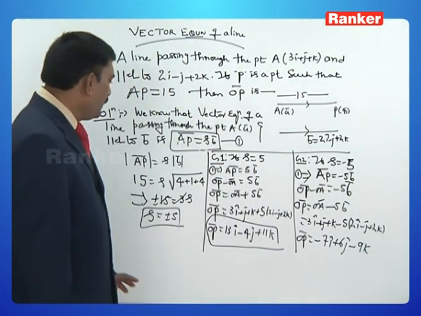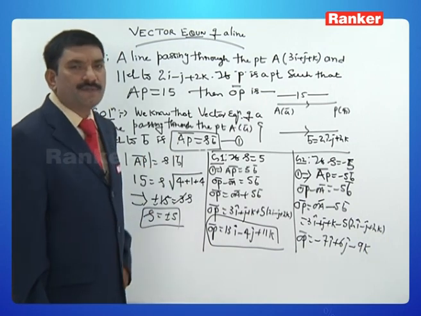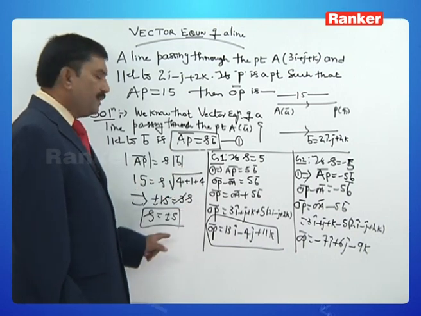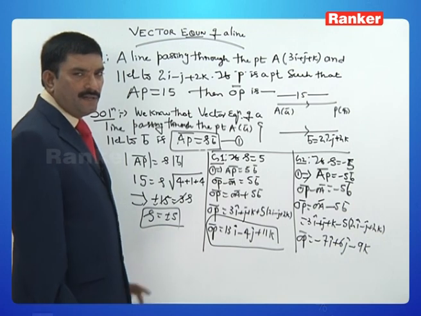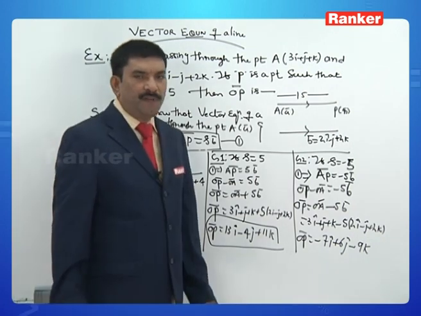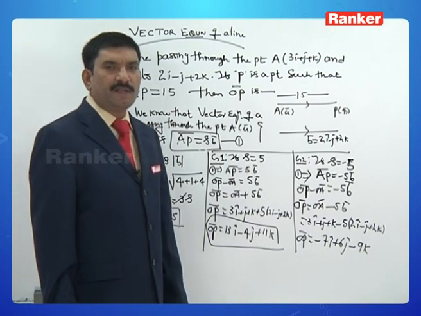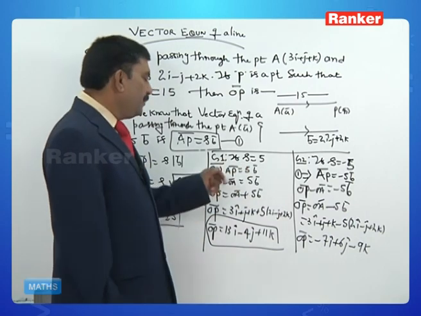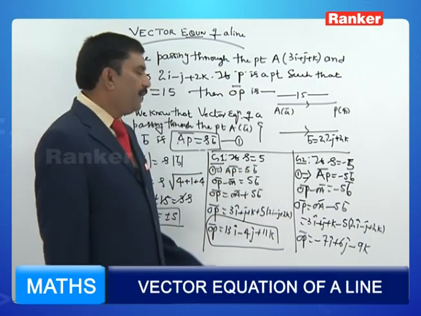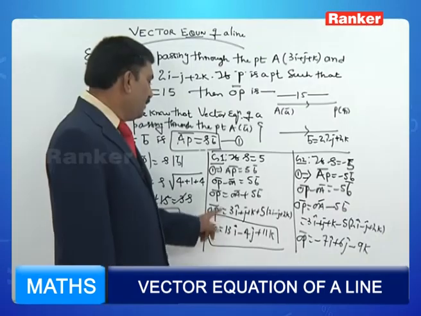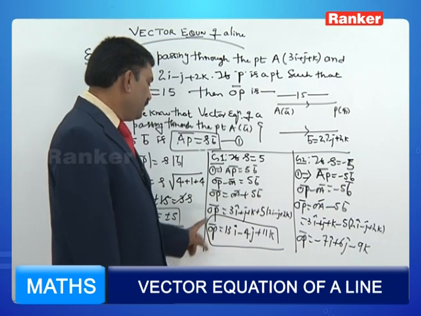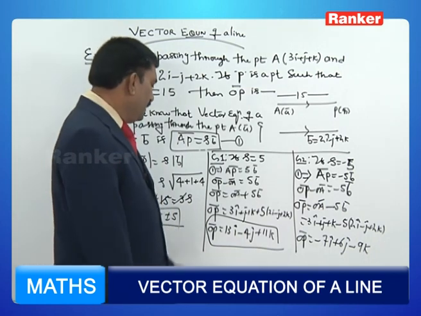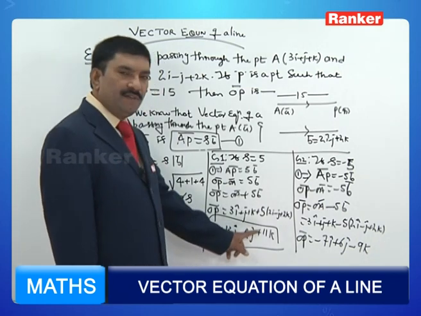Call it as 1. Now take the modulus on both sides. Modulus of AP bar is equal to S into modulus of B bar. 15 is equal to S into 3, therefore S is equal to plus or minus 5. Now, here two cases arise: when S is positive, and when S is negative. If S is equal to 5, now AP bar is equal to 5B bar. AP bar is not given, its position vectors are given. So OP minus OA is equal to 5B bar, OP bar is equal to OA bar plus 5B bar. Next, OP bar is equal to 3i plus j plus k plus 5 into (2i minus j plus 2k). Then OP bar is equal to 13i minus 4j plus 11k.